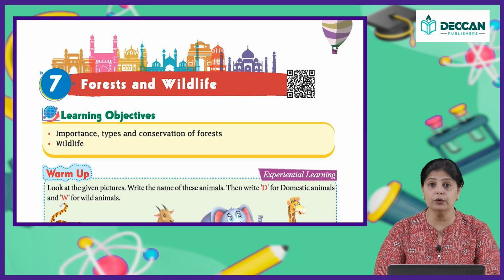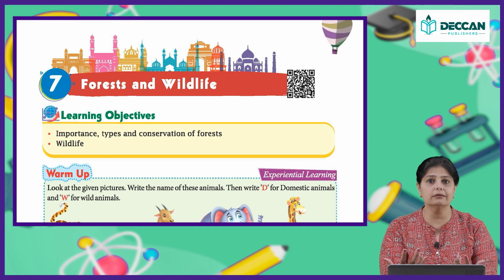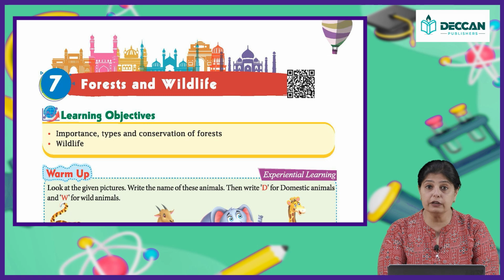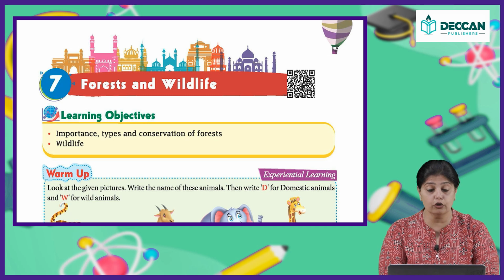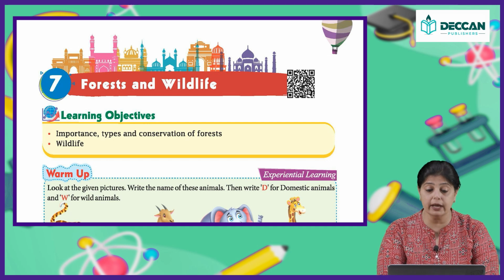So children, as we know, India is a vast country. It has a lot of landforms in the country, which makes it the most suitable country to live in. Apart from the beaches and beautiful mountains and all, we also have a lot of forests and wildlife in India, which also makes it more attractive. All right, so we are going to talk about that in detail in this chapter.